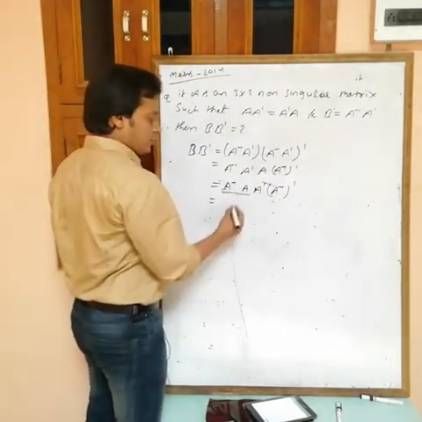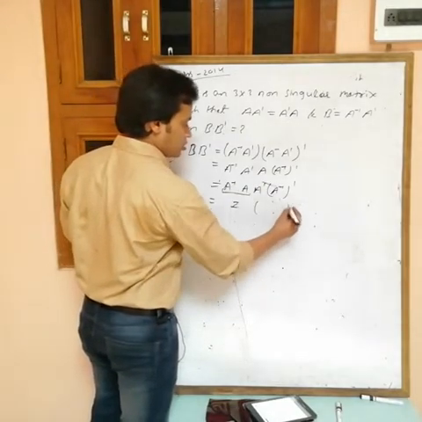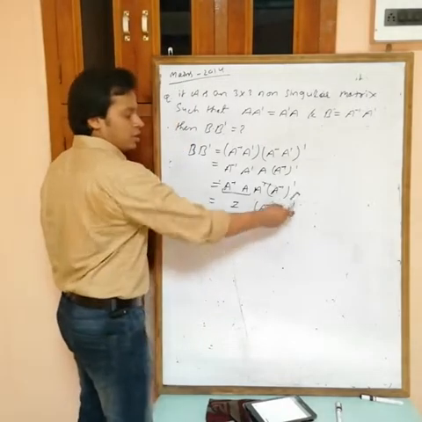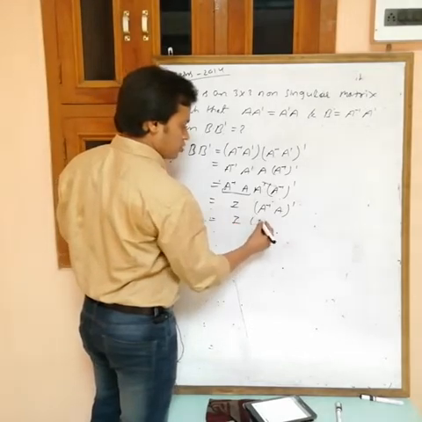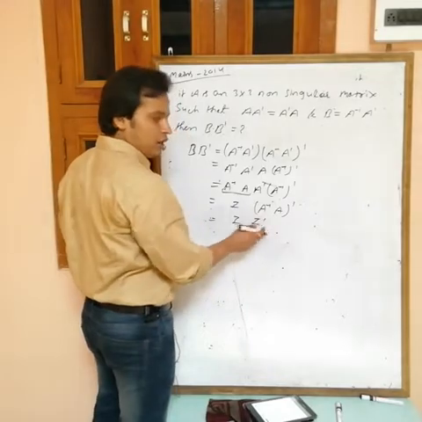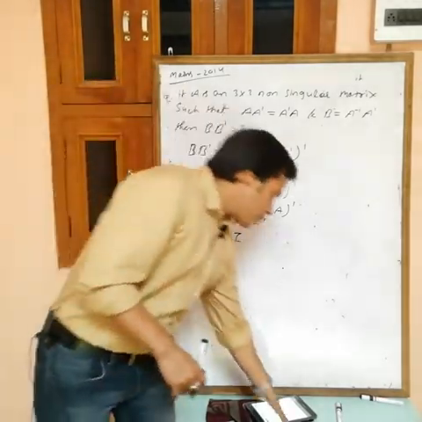Now A inverse into A is I, and this one can be written as transpose of A inverse into A, check: A transpose into A inverse transpose. Okay na? This is I and this is also I. I transpose is equal to I. I into I again is I. So the answer is I. The fourth one is the correct answer. Okay, write it down.